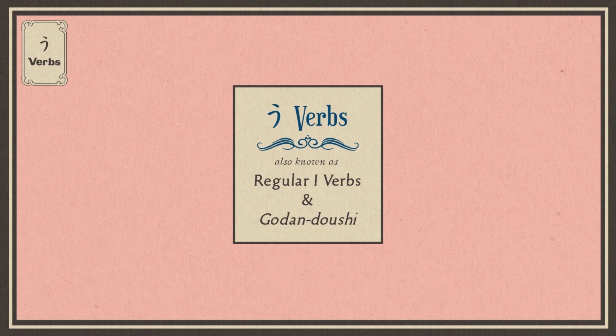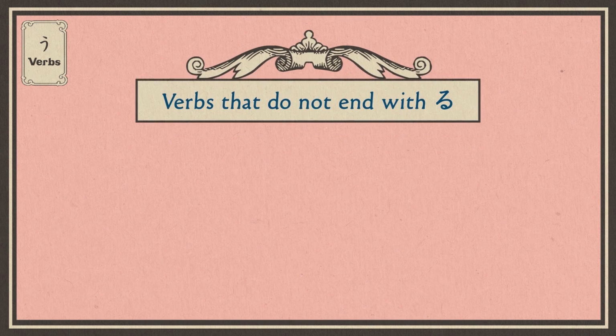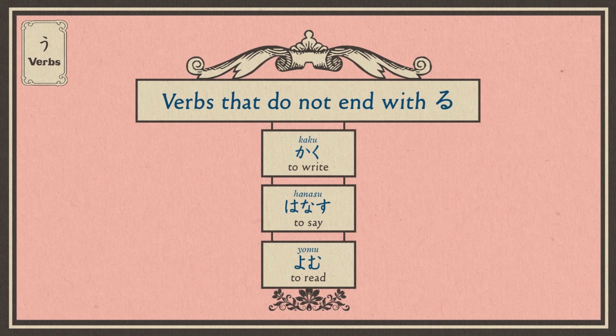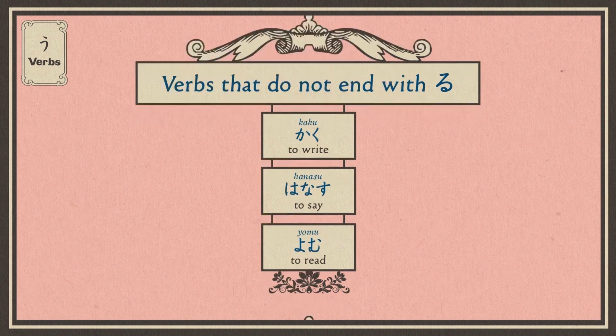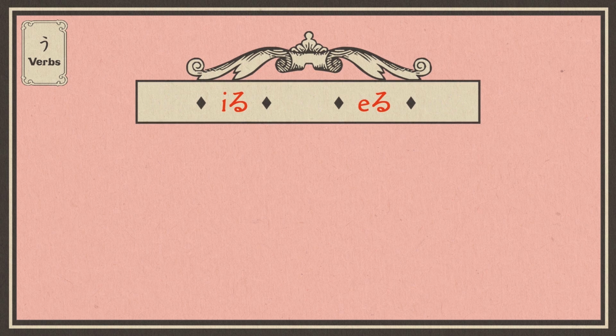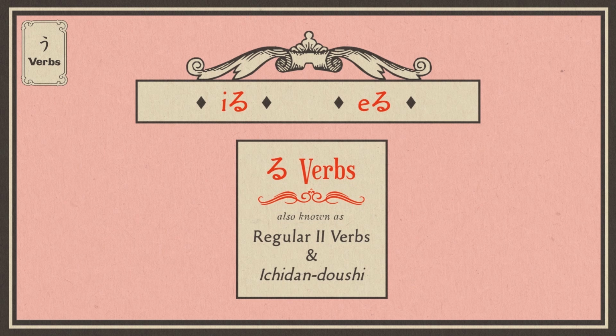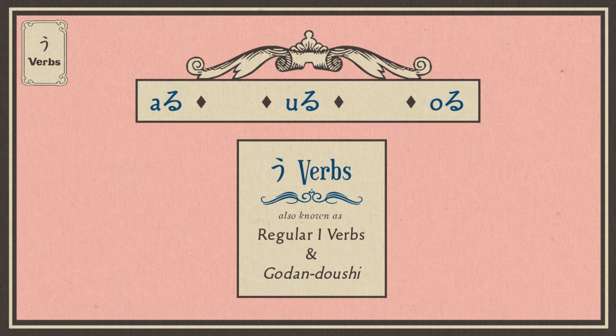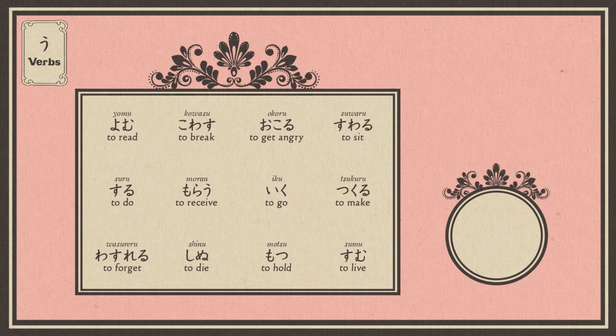Many u verbs are extremely easy to spot. First, any verbs that don't have ru at the end, like 書く、話す、読む, are automatically u verbs. Next, let's look at verbs that do end with ru. Out of the 5 vowels that exist in Japanese, a, i, u, e, o, eru and iru endings are ru verbs, so the remaining aru, uru, and oru are always u verbs. No exception. Now let's play a quick game. Can you spot all the u verbs on screen?